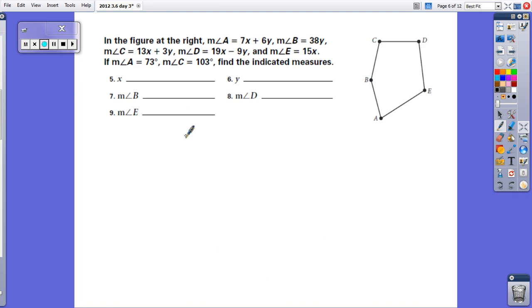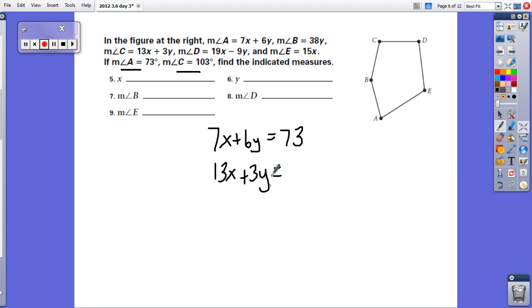That means there are 18 sides in that figure. This one we did in class, but just as a reminder, because it gives you each angle algebraically, and it tells you what angle A and C equal, we can make two separate equations. 7x plus 6y, which is what it tells us A is algebraically, equals 73. Since we have an x and a y, we can either add up all the algebraic angles and set them equal to 540 because it's a pentagon, or we can use angle C, which they give us as 13x plus 3y, and they tell us it equals 103.